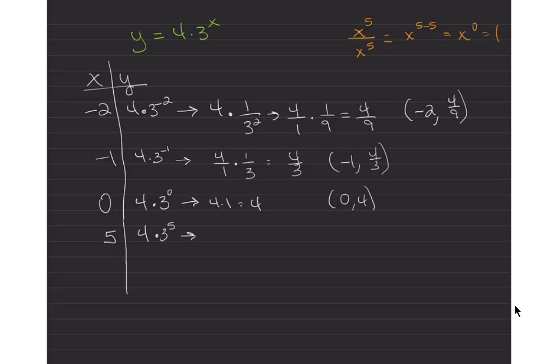Let me do this one in my head real quick. 3 times 3 is 9, times 3 is 27, times 3 is 81, times 3 is 243, times 4. If I did it correctly, I think I end up with 972. Is that what you got too in your head? Yes. Yep.